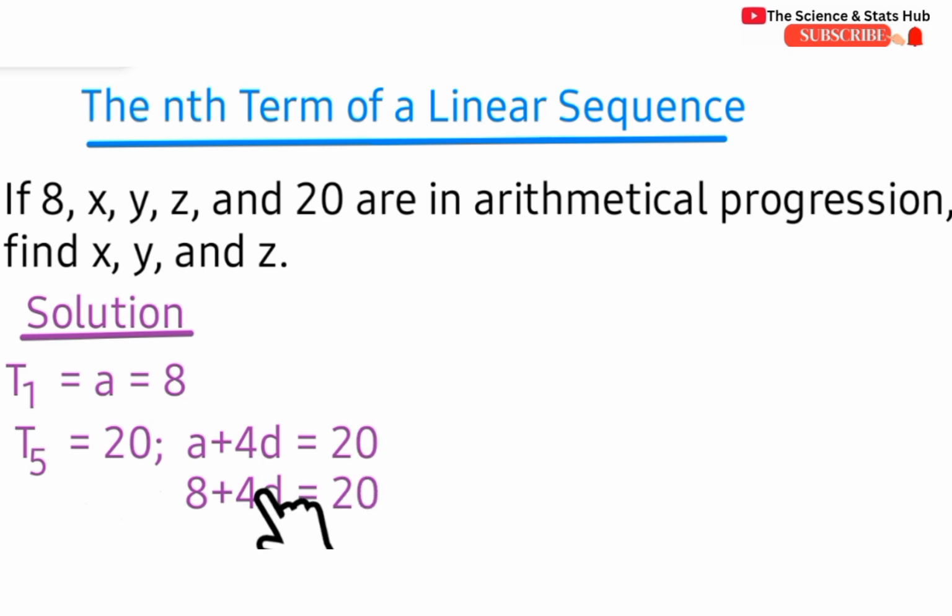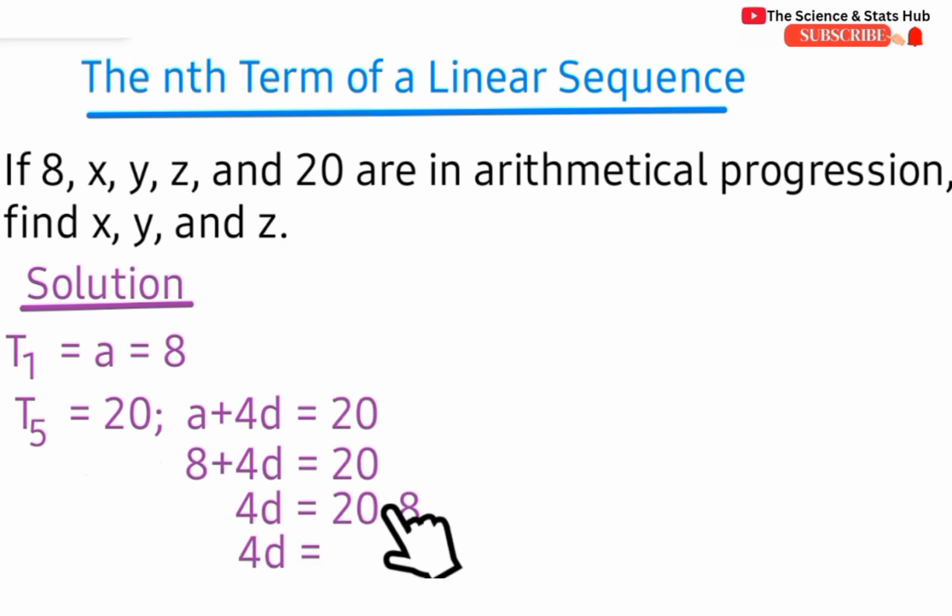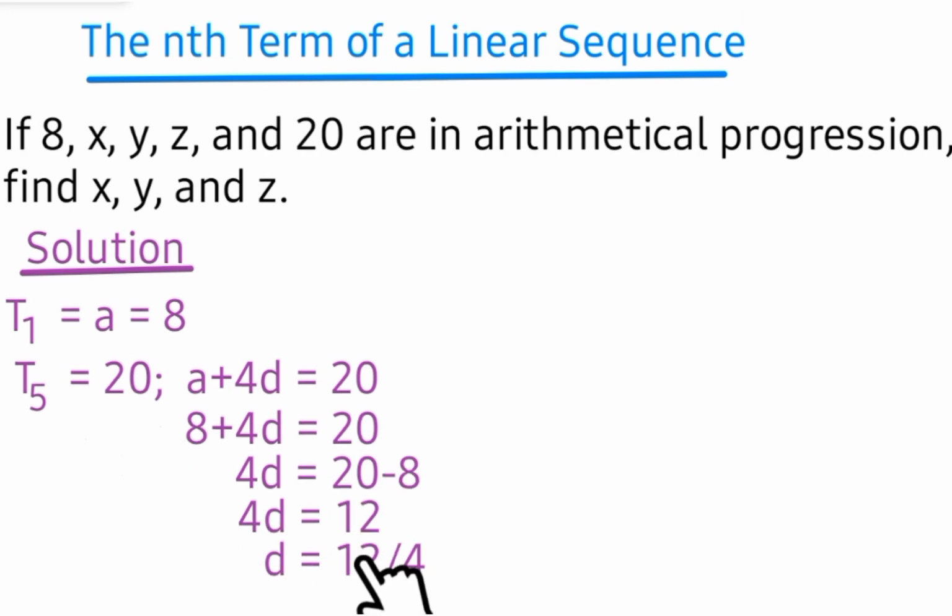We'll find the value of D from this point. We'll have 4D equal 20. When positive 8 crosses to the right hand side, it becomes negative 8. 4D equal 20 minus 8. D will be equal to 12 divided by 4, 3. So now we know the value of A being the first term, and we also know the value of D, that is the common difference.